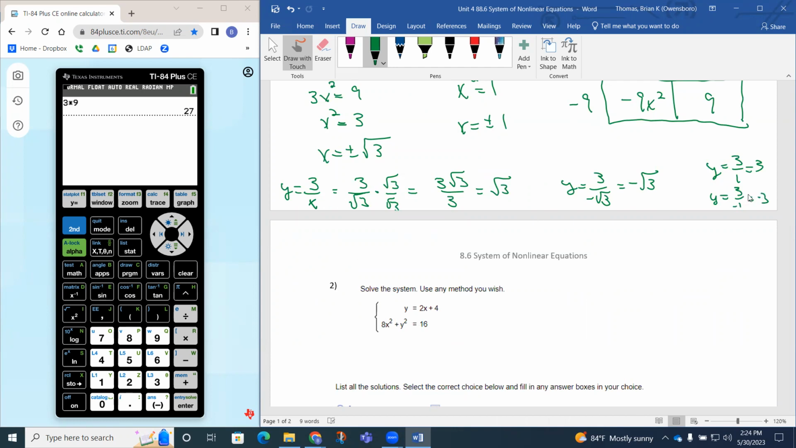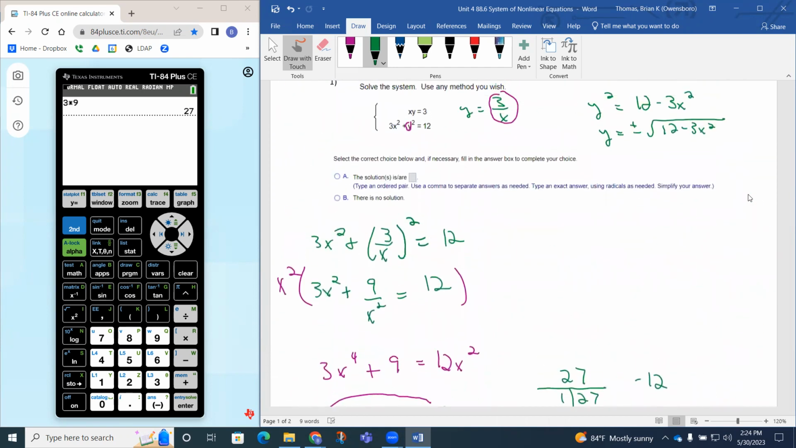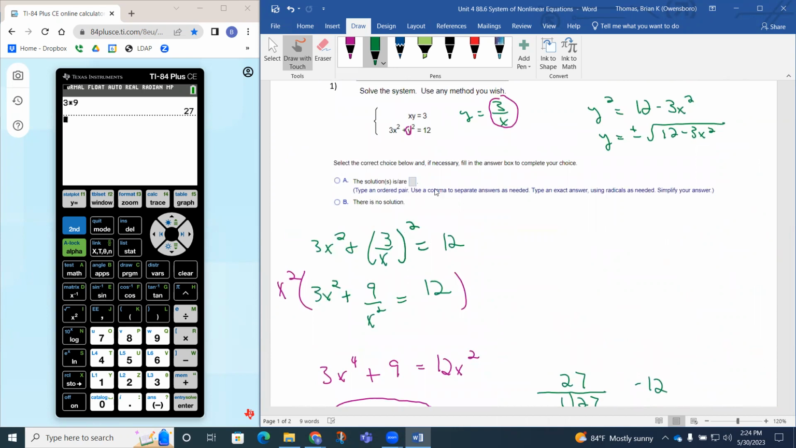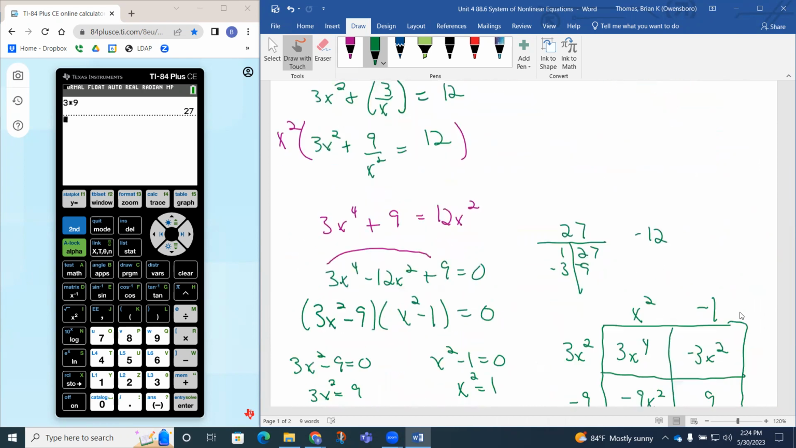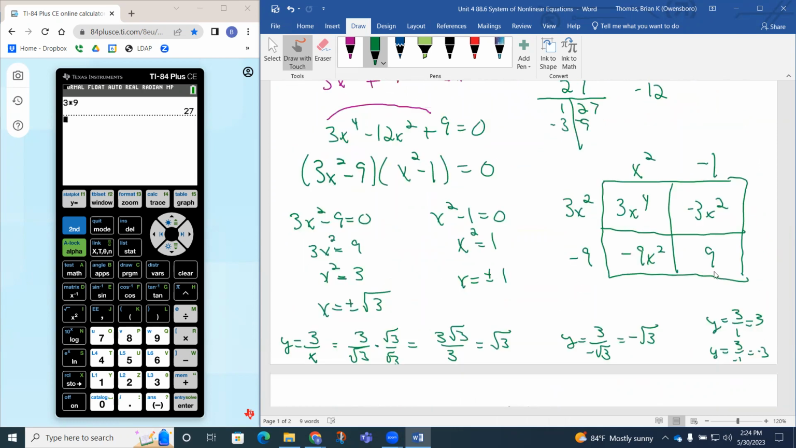So if I could put this all together, you have 4 different x's. They want us to write ordered pairs. So when x was 1, we got 3. When x was -1, we got -3. So that was these over here. When x is 1, we got 3. When x is -1, we got -3.